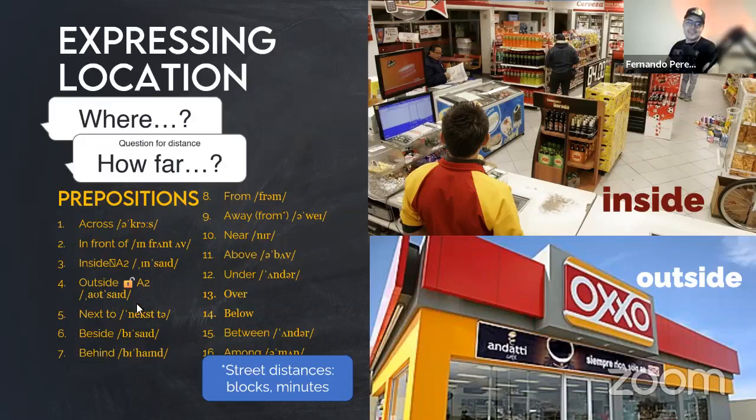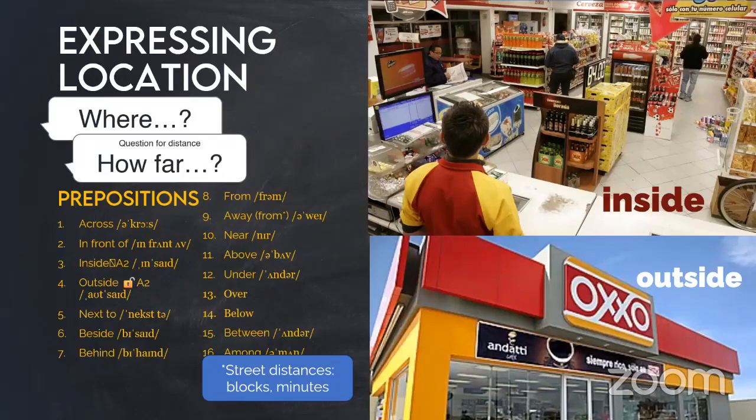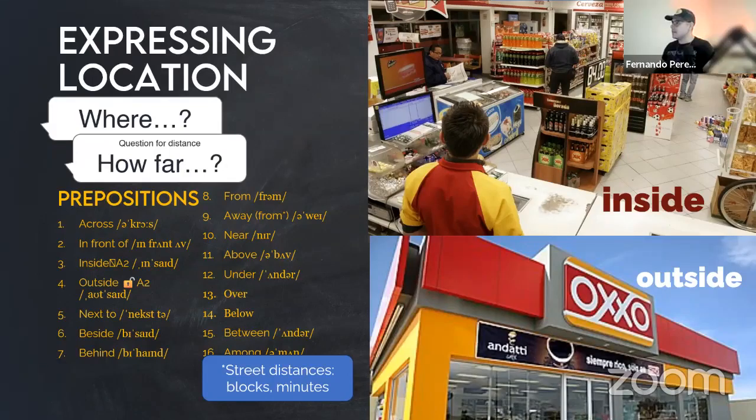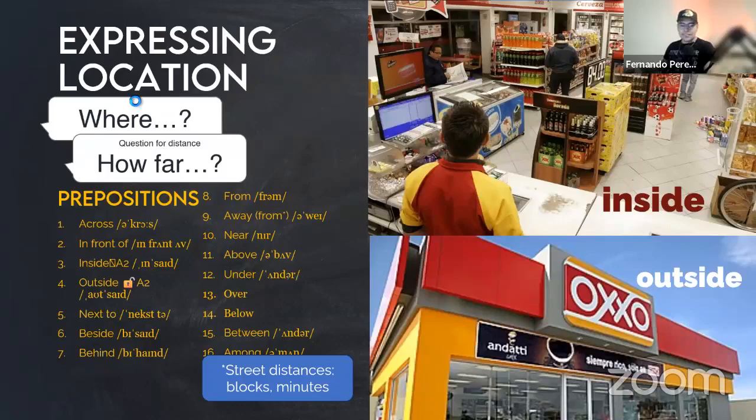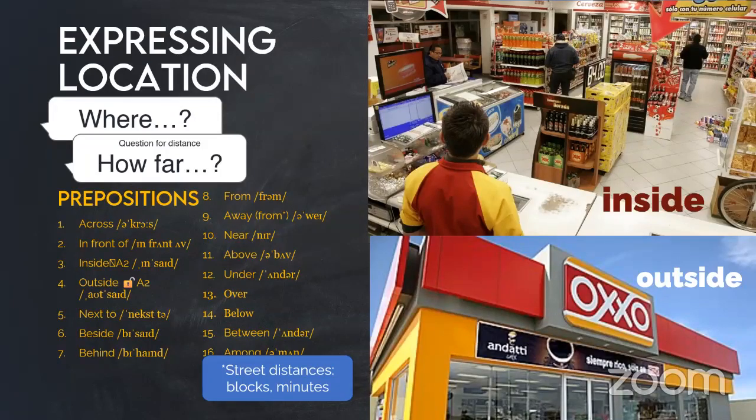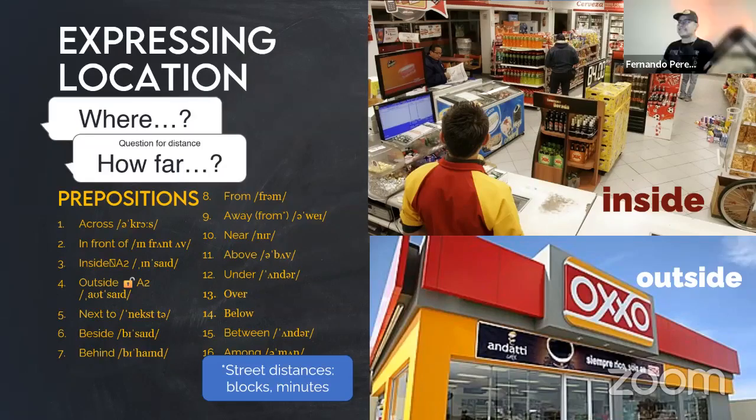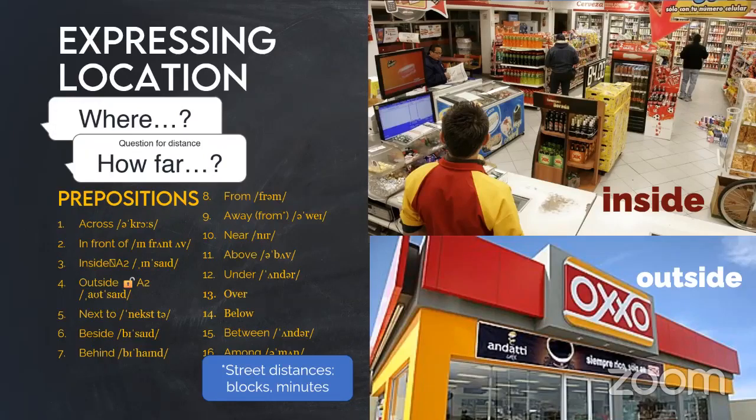So we have inside and outside. Then we have other two very important words. Pronunciation, Charlie. Number five. Next to. Excellent. Everybody, pronunciation. Next to. And give me number six, Charlie. Beside? Yes. Beside. Everybody pronunciation. Beside. That's correct.